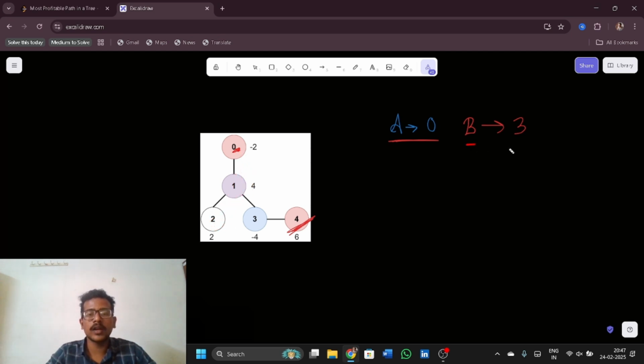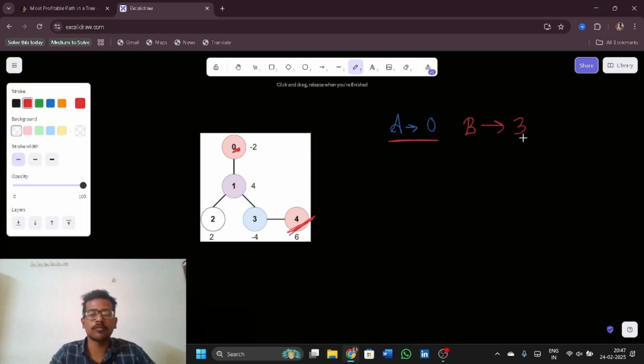And what is the goal of Bob? Bob is starting from here and he need to go to the root node, to the node 0. Now let me say another thing which is given in the question, right? What are these values? Minus 2, 4, minus 4, 6 and 2.